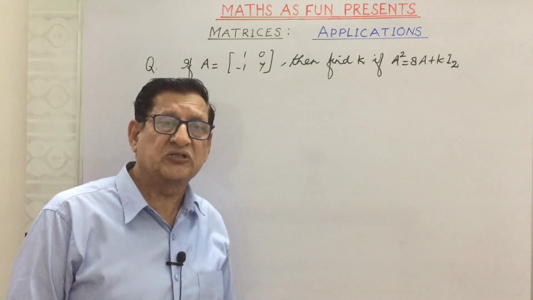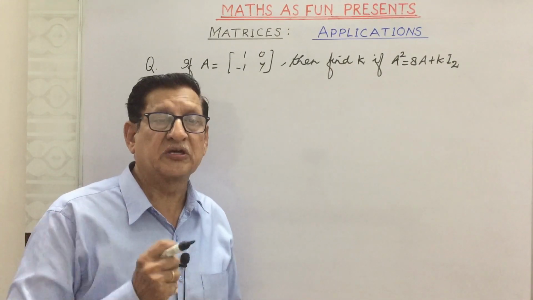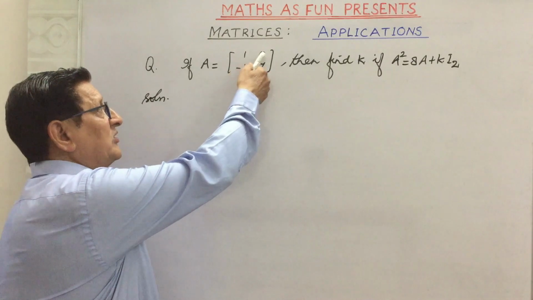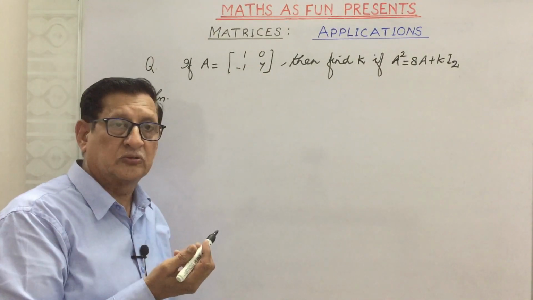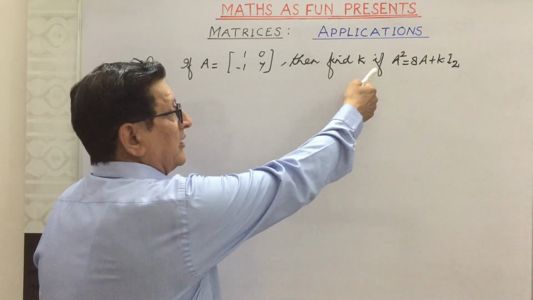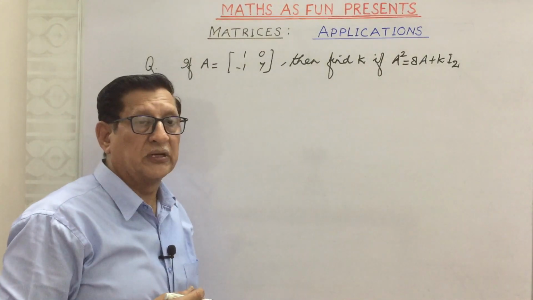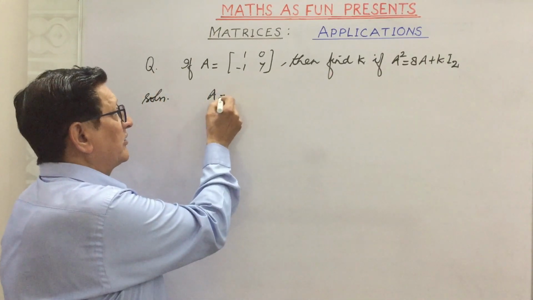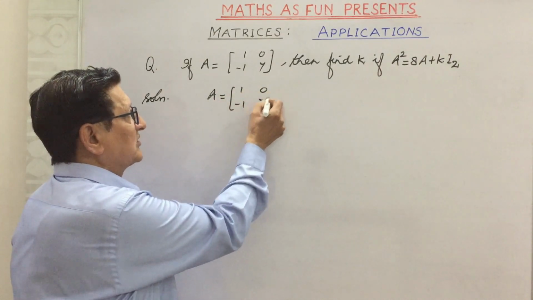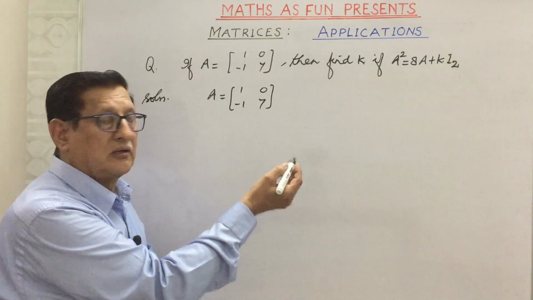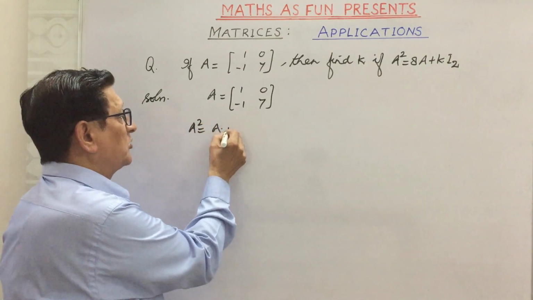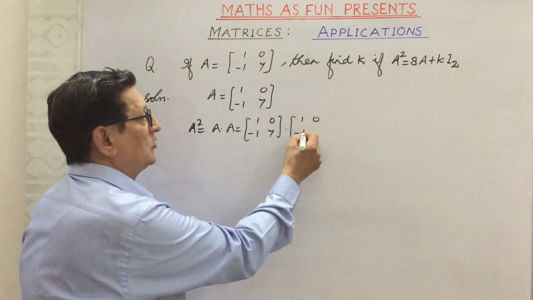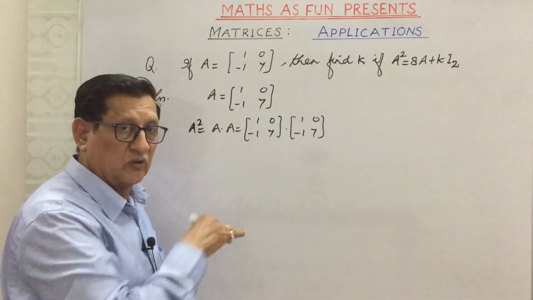The next problem is based on the matrix polynomial, or we can say power of a matrix. This is, if A is having the elements 1 0 minus 1 7, this is of order 2 into 2, then find K if A square is equal to 8 into A plus K into I2. For the solution of such a problem, we write A here, that is 1 0 minus 1 7, and first we find A square. We know A square is equal to A into A, it means that will be 1 0 minus 1 7 into 1 0 minus 1 7.